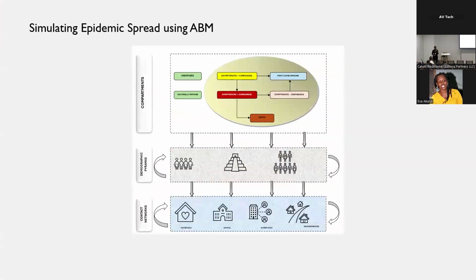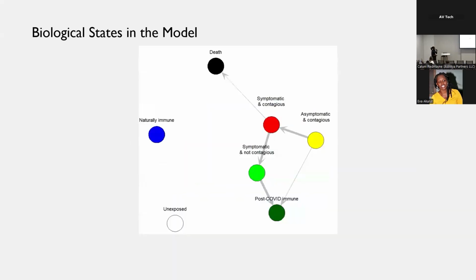Specifically, I'll give our description of how we went about simulating the epidemic spread using agent-based modeling, and of course putting a lot of emphasis on the matrices that we used to align to the agent-based modeling framework: the compartments, the demographic pyramids, and also the contact networks.